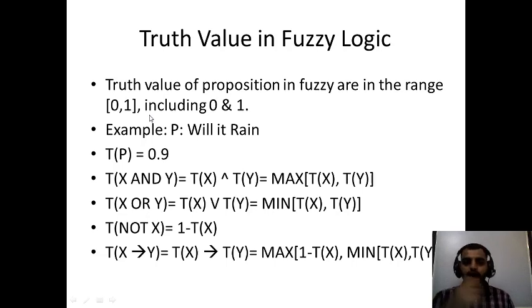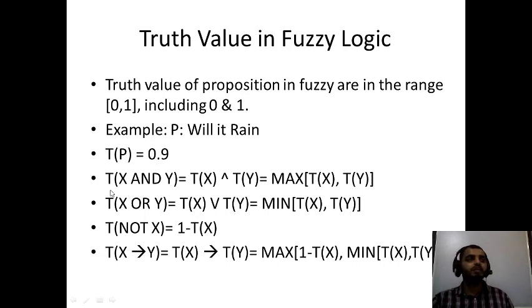So how is it represented with reference to fuzzy logic? For an example, P means will it rain? Now the truth value of the possibility of rain today is 0.9. The possibility of raining today is 0.9. So this is how it is being represented with reference to fuzzy logic.